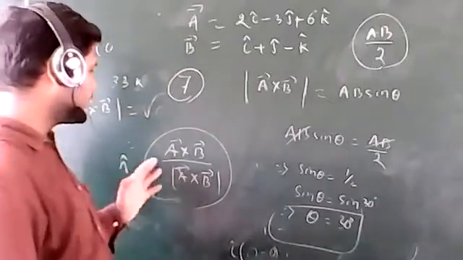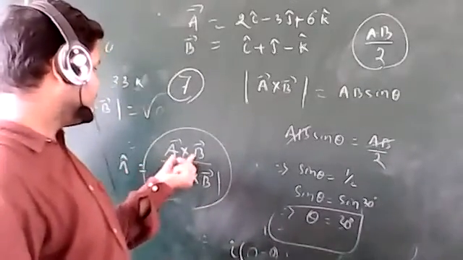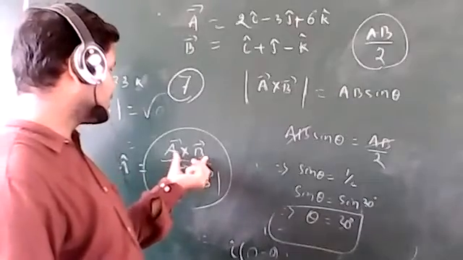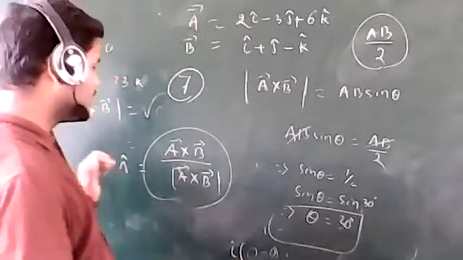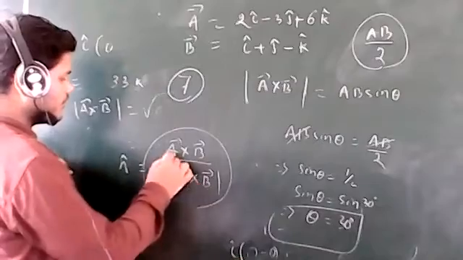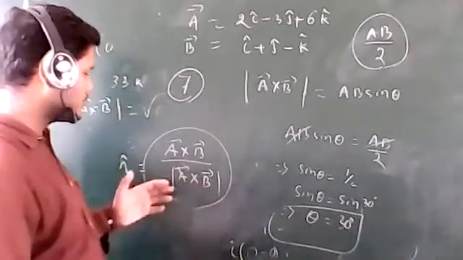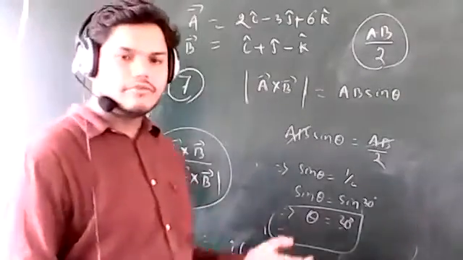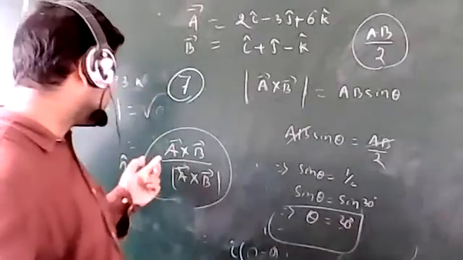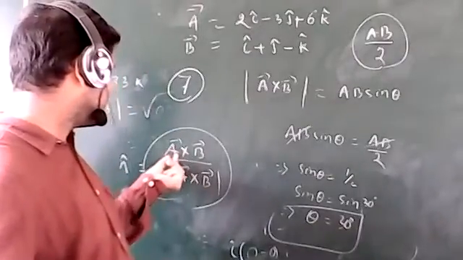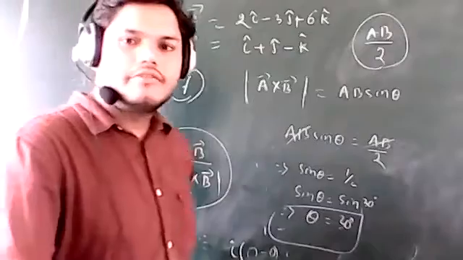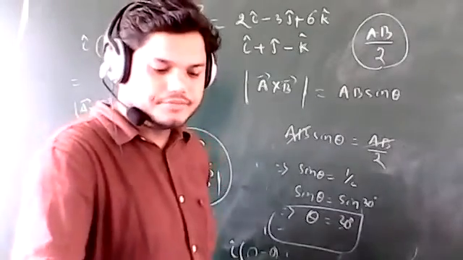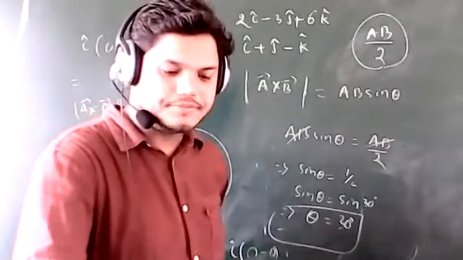How can you find out n cap? First of all, you have to find out A cross B. Then you have to find out the magnitude of A cross B. Then you have to divide. When you divide A cross B by magnitude of A cross B, you will get the n cap. So find it out. First of all, what is the value of A cross B? Find the value of A cross B first, and tell me what is the answer.